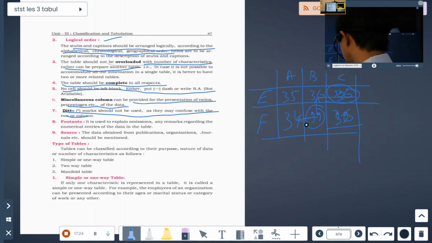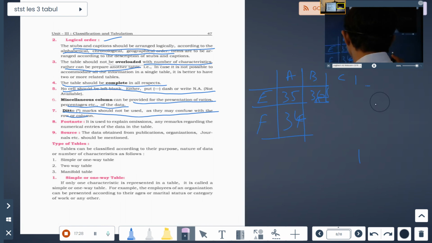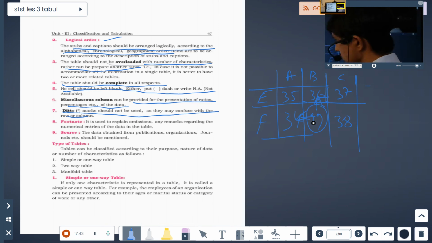If I put a ditto here, I'll show you once again. See, there are numbers here. I've put 34 and I've put a ditto. Okay, 37 is here, 38 is here. Now this ditto, what is it telling? Whether it is telling 36 or it is telling 34. That's what they're telling. So do not put ditto marks.